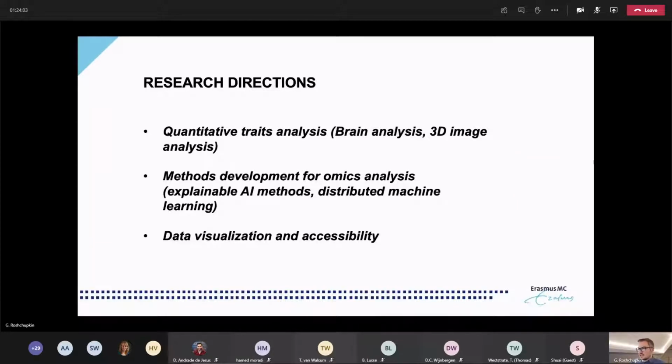And to summarize the research directions of the group, that's quantitative trait analysis. As I mentioned, for instance, brain analysis or 3D image analysis for genetic applications, and new method development for omics. That's one part. What I mentioned is explainable AI. The second part is distributed machine learning. And the third direction is data visualization and accessibility. That's about open source tools for the community, but also online tools and visualization tools for other researchers to be able to use our frameworks.